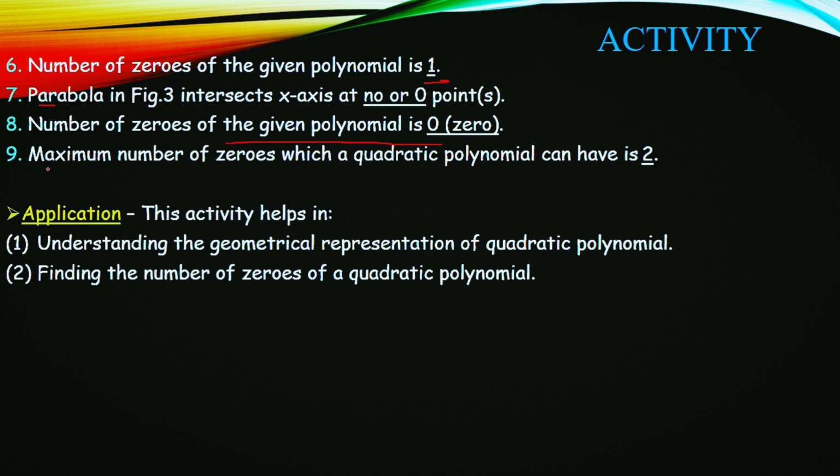Now the last thing we observe is that the maximum number of zeros which a quadratic polynomial can have is only 2, because the highest degree of a quadratic polynomial is 2. So the maximum number of zeros of a quadratic polynomial is only 2.